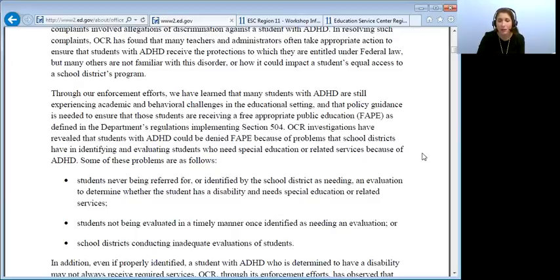I'd like you to take just a moment and think about your district, think about your campus, think about the students that are under your care. Reflect on how good a job your campus or district has done in these specific areas. For example, are you sure that every student who's suspected of having ADHD had an appropriate evaluation? Was it done in a timely manner? And was it done completely instead of inadequately? So keep those things in mind.